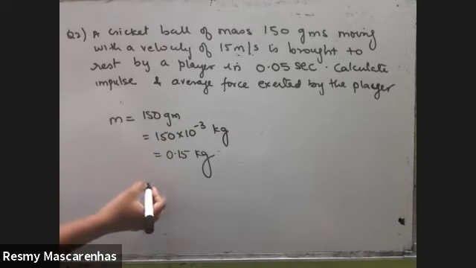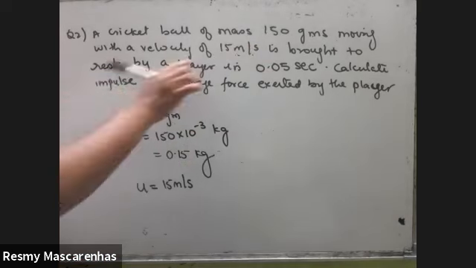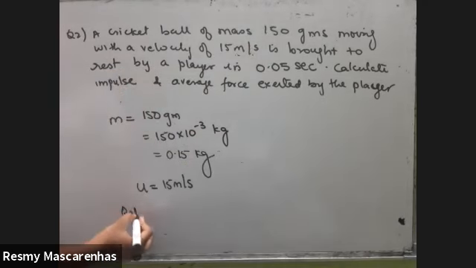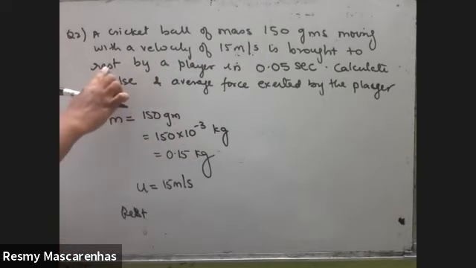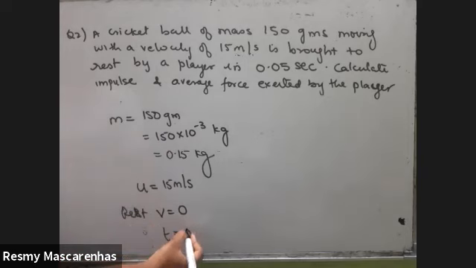Then the ball is moving with a velocity. Initial velocity will be 15 meters per second. Then it is brought to rest. So at rest, what will happen? After moving, the ball will stop. Rest means final velocity will be 0. Time has been given, 0.05 seconds. So this is the data given. We have to calculate impulse.